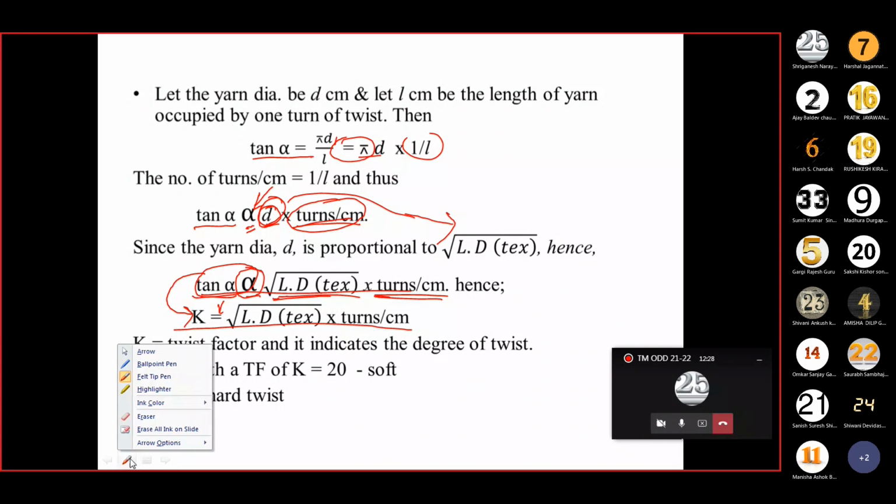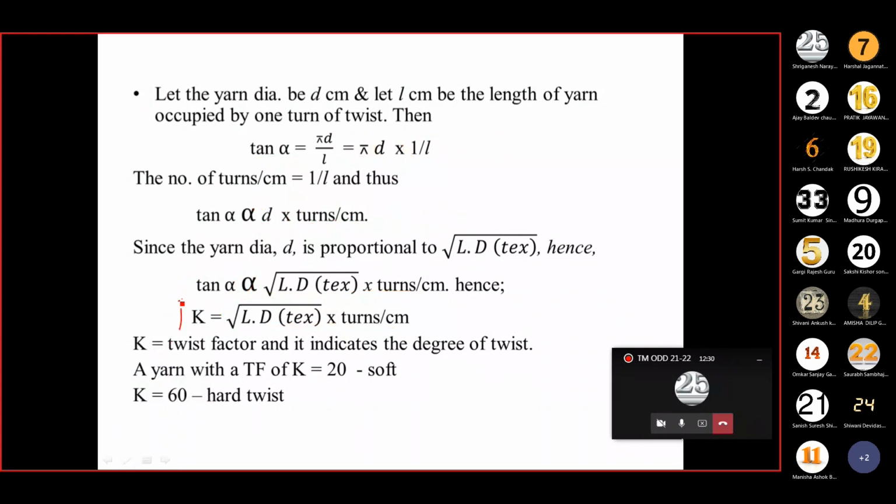So this will be your formula for twist factor. K is equal to square root of x into turns per centimeter. If the k is lesser, your material will be softer. If the k is higher, your twist is hard, means material is hard. So it depends on k. Higher the k, harder is the twist. Lower the k, softer is the twist. So you just remember this formula in textile mathematics.